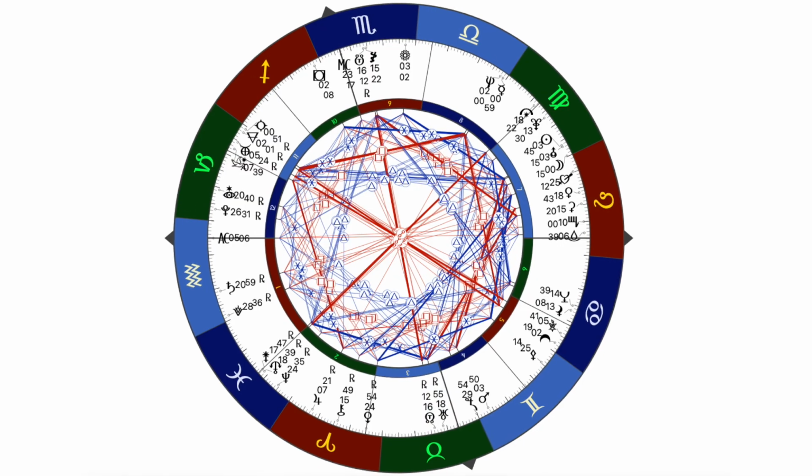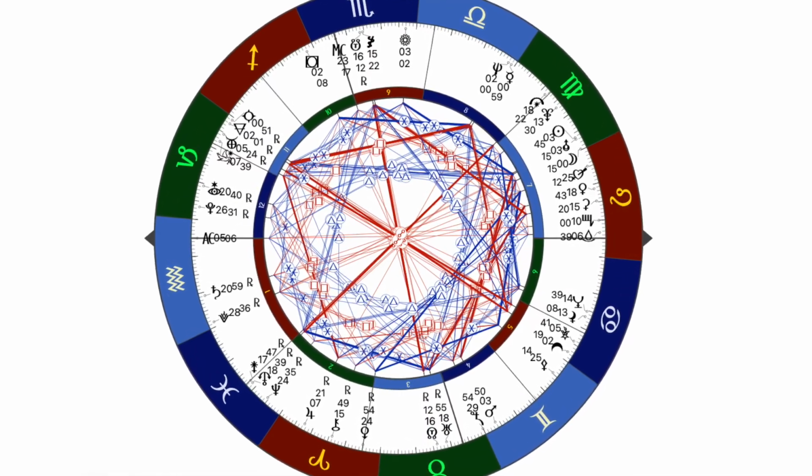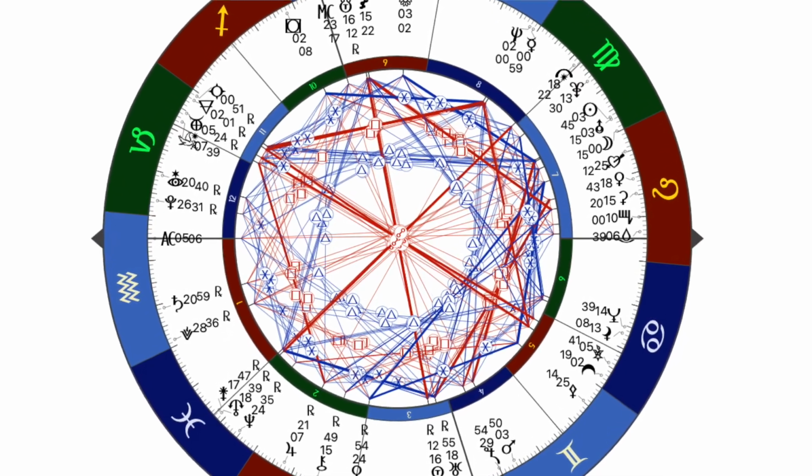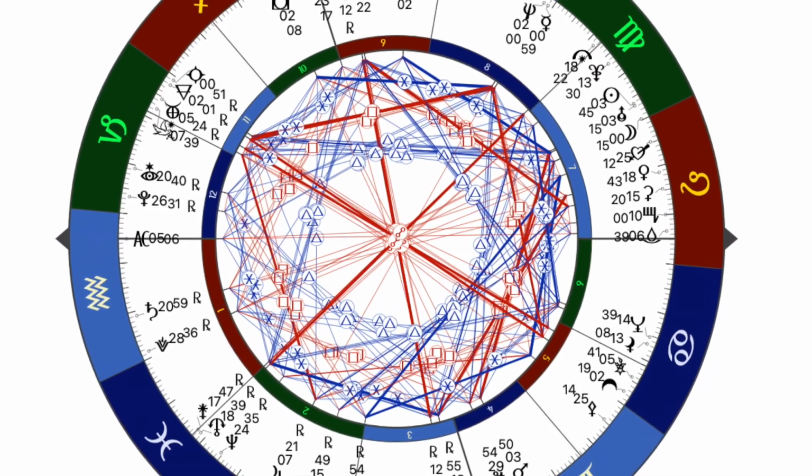When looking at aspects to minor planets and more obscure asteroids, I would encourage using a tighter orb, just 1 to 2 degrees maybe. Otherwise, you will have too many aspects to decipher.